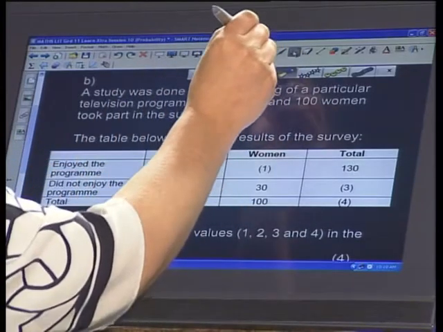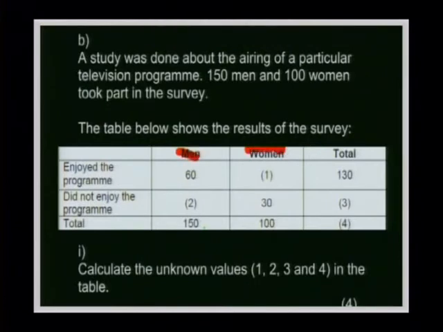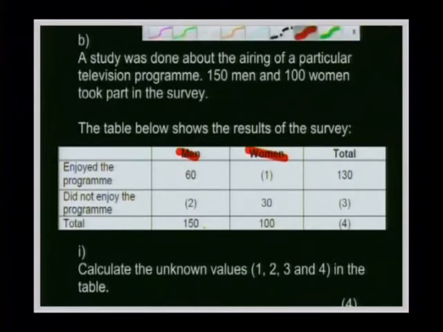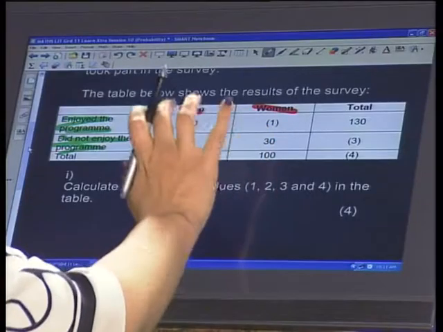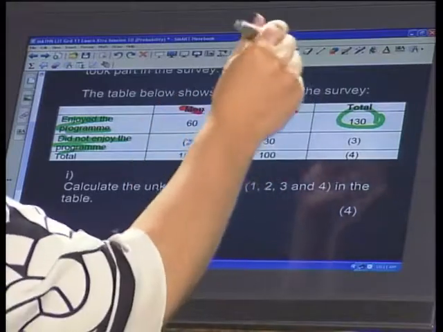I'm going to use my highlighters. So we're looking at our men and our women, that's our gender. Remember the other one, we had our gender on the side, but that doesn't matter where they are. And now we're looking at, did they enjoy the program or did they not enjoy the program? So your questions are going to be related to that. Calculate the unknown values 1, 2, 3, and 4 in the table. You're going to have to base that on, remember contingency table, everything adds up. So for 1, you're going to say, well, my men and my women is equal to my total. Okay, let's get back to our pen. My men and my women is equal to my total, so you can easily calculate 1 and the rest of them pretty much the same way.